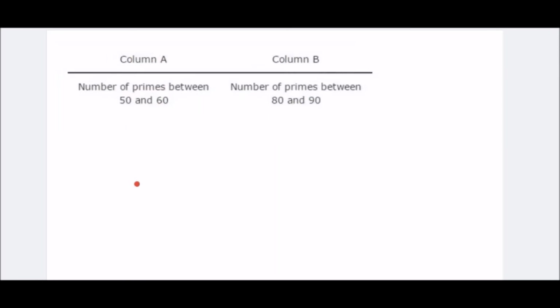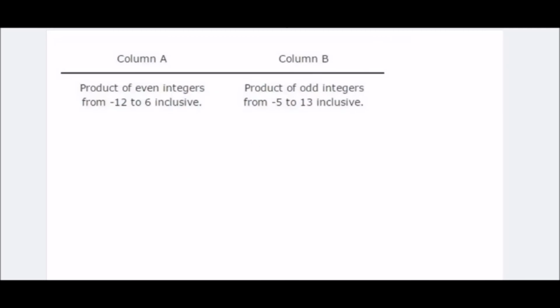Our next question is for column A, we need to find out the number of primes between 50 and 60, and here also we have to find out for column B the number of primes between 80 and 90. So prime numbers between 50 and 60 are 53 and 59, only 2. Here also the possible choices are 83 and 89. So the number of primes here are only 2, and here also only 2. So both are equal. So option will be C. Here is our next question.